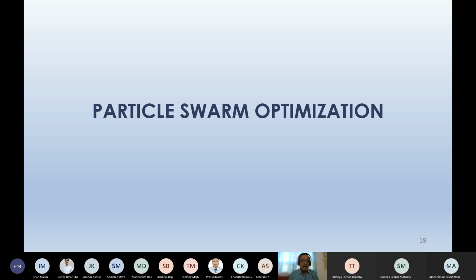Now, this particle swarm optimization was proposed in the year 1995. But as I told, getting literature at that time was very difficult. Although it was proposed in 1995, I could come to know after 5 years. In 2000, I was visiting Kyushu University, Japan. That time I heard about this particular algorithm.